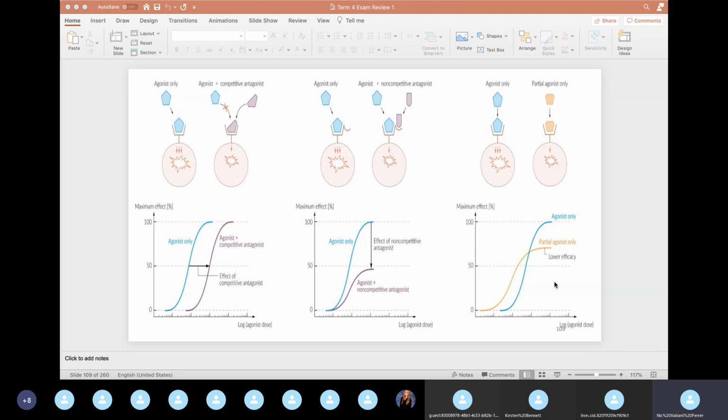It looks like the partial agonist has a lower EC50. So the lower the EC50, the higher the potency, the lesser the drug needed to administer in order to get a desired effect. High yield. The lower the EC50, the higher the potency, and the lower the drug needed to administer in order to elicit a certain effect. Okay? Look at this.